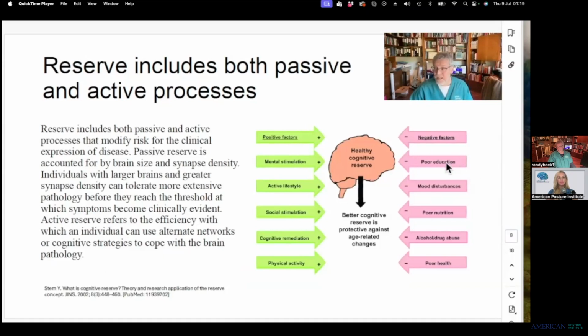So what are some of the negative factors that can contribute to reducing this cognitive reserve? Poor education, mood disturbances, poor nutrition, whether you have an alcohol abuse problem, poor health can also contribute to it. So there's a variety of things potentially outside of brain function that can contribute to the reserve that you are building or the reserve that you have built over your life.